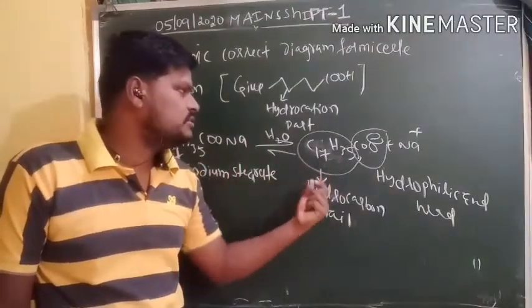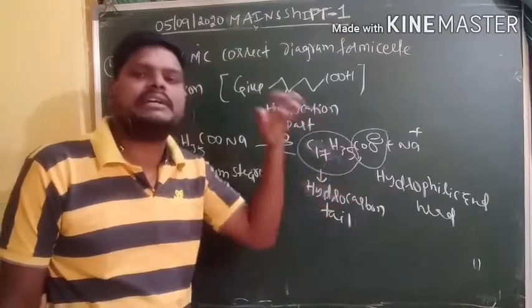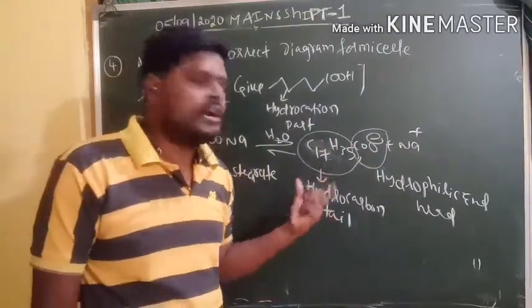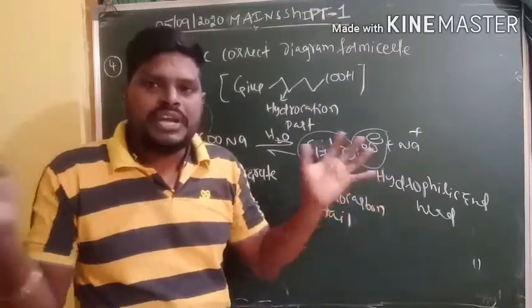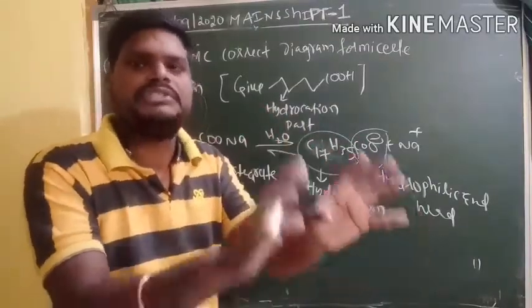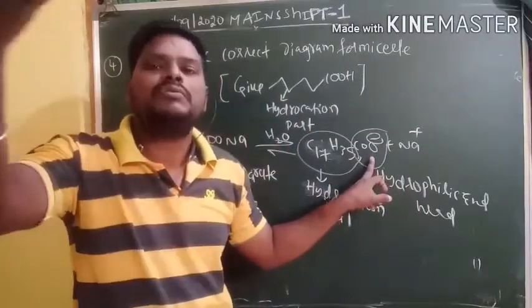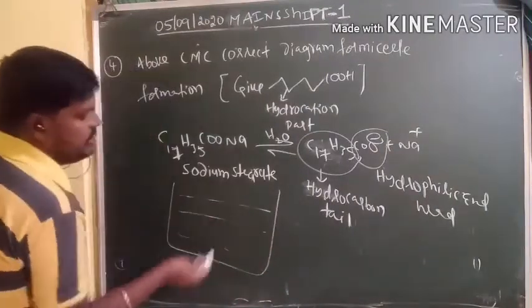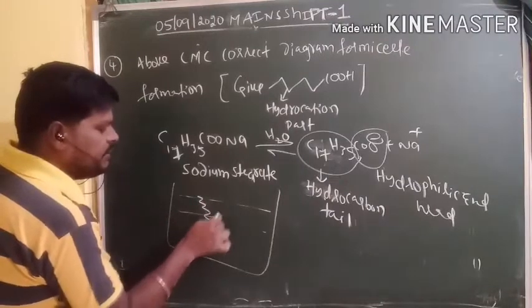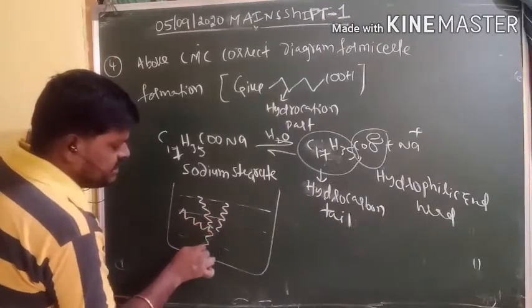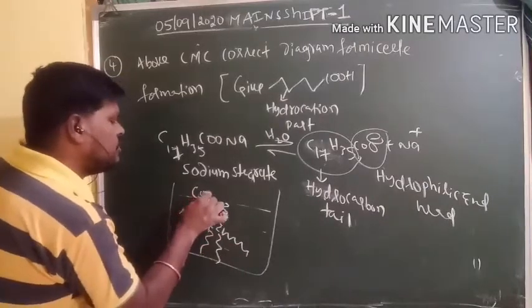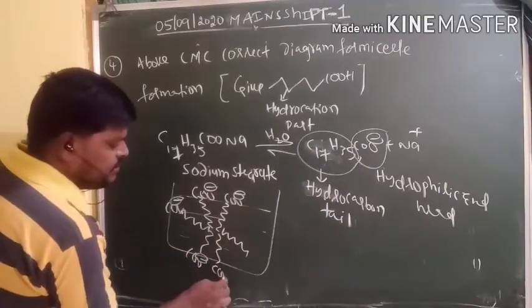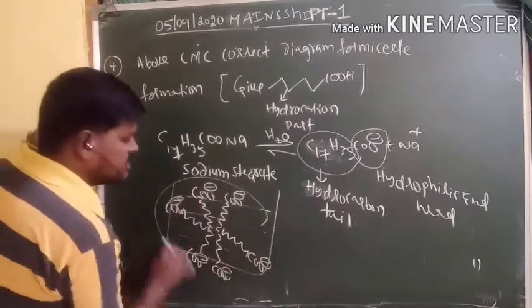So when soap is dissolved in water, what happens? It decomposes like this, and immediately the C17H35 takes the initiation for the formation of micelle in water. This hydrocarbon chain associates toward the center of the sphere with the COO- part remaining outward of the sphere. So this is the water, and the COO- groups are outward: COO-, COO-, COO-. This is called a micelle in this case.